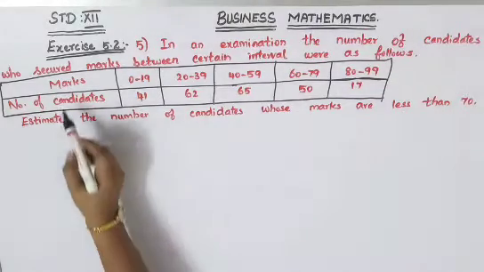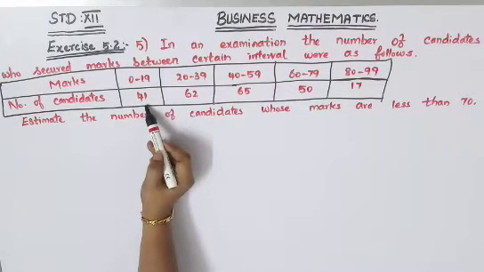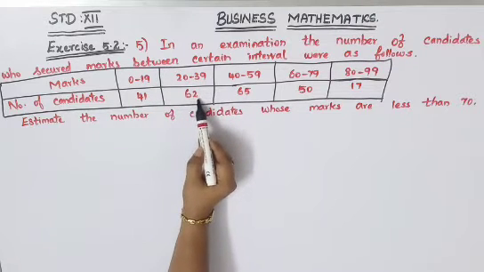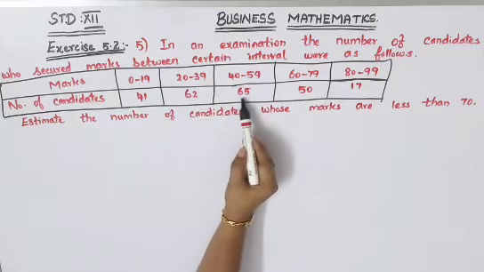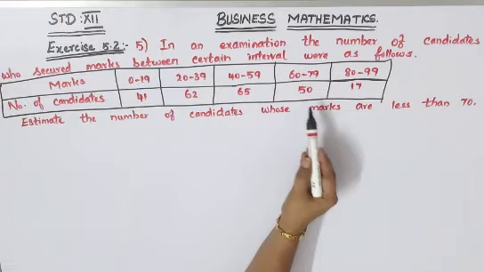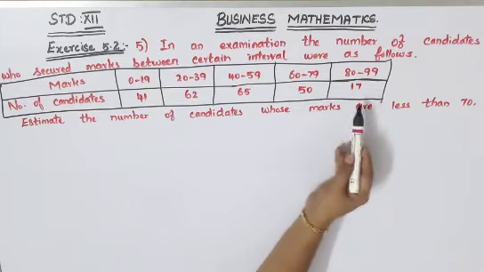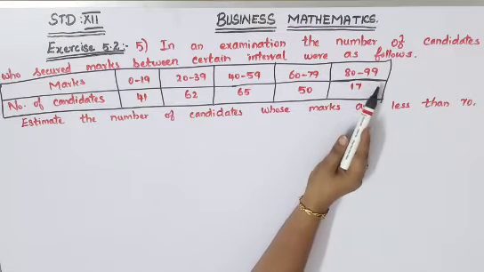So marks are given, that is from 0 to 19. So 41 candidates are getting marks from 0 to 19. Then 62 candidates are getting marks in between 20 to 39. Again 65 candidates are getting marks in between 40 and 59, and 50 candidates are getting marks in between 60 to 79, and 17 candidates are getting marks in between 80 to 99.